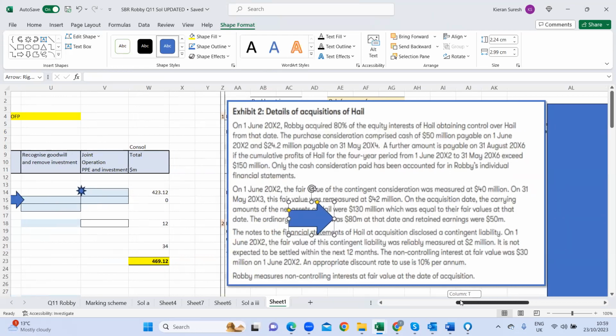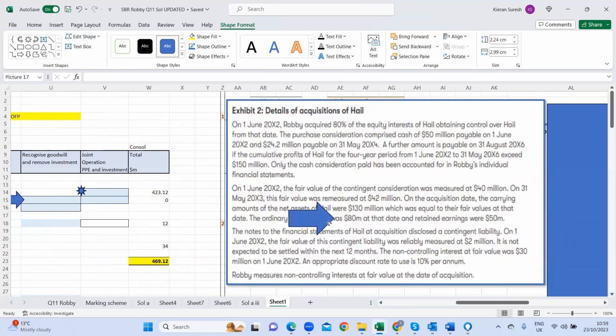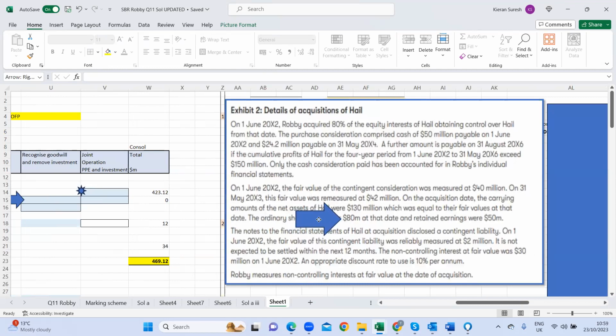These two figures should not appear on the consolidated account, right? The 80 million share capital should not appear, and the 50 million retained earnings should also not appear. There's a reason why this 50 million should not appear: we don't own it. The subsidiary had this before we purchased it, right? So when I say we, I mean the group. So this also should not appear.